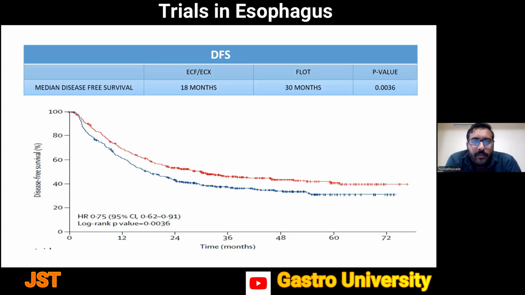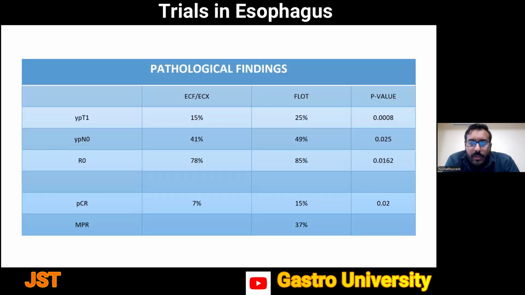The median disease-free survival was 30 months for the FLOT group compared to 18 months for the ECF-ECX group, and this was also statistically significant. Coming to the pathological findings of the resected specimen, it showed that FLOT had a better pathological response and downstaging compared to the ECF-ECX group.